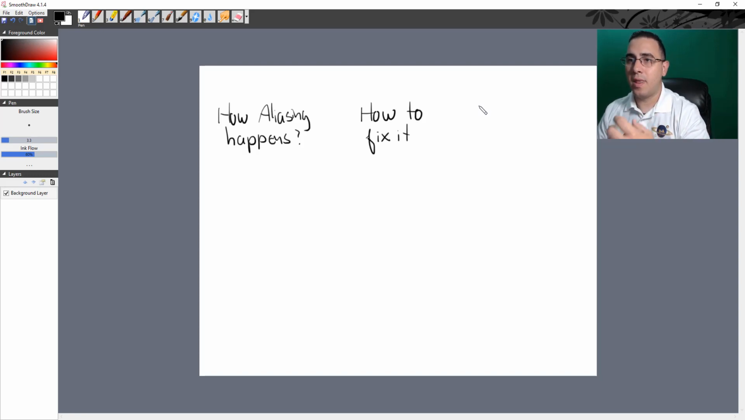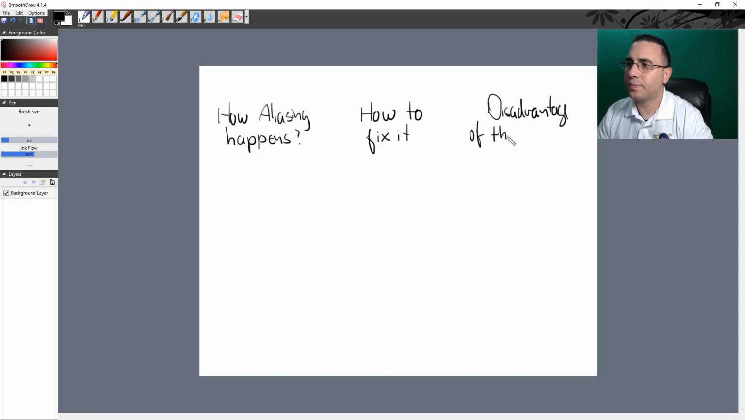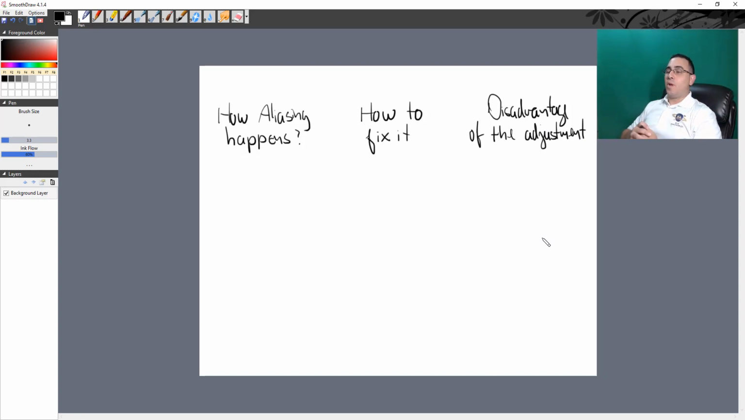Whenever you do something in ultrasound, you gain on one side and then you lose on the other. So when we're fixing aliasing, yes, aliasing is going to go away, but sometimes we're going to have a trade-off. Something not so positive is going to happen as a result. So we're going to say here disadvantage of the adjustment. Well, my handwriting is getting a little bit better. It still needs to improve, but I hope you understand what I'm trying to communicate. So the columns say how aliasing happens, how to fix it, and disadvantage of the adjustment.